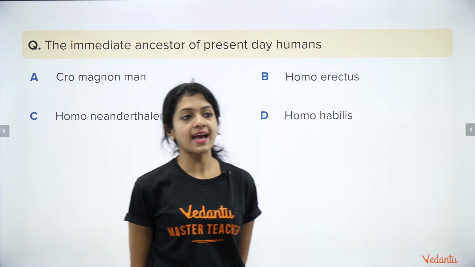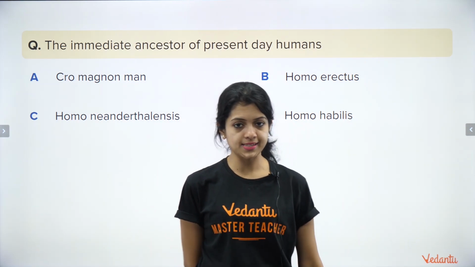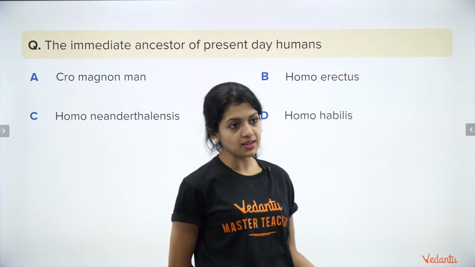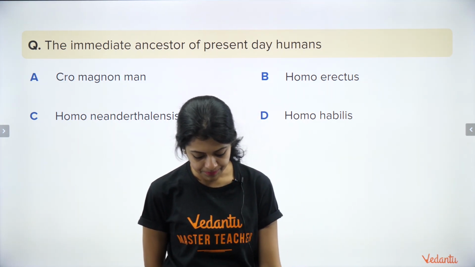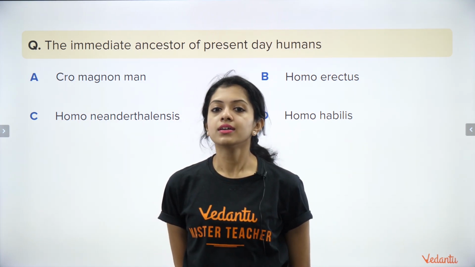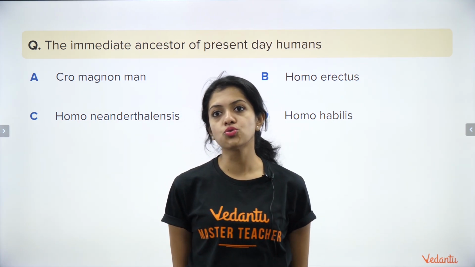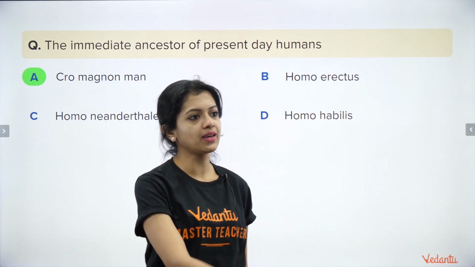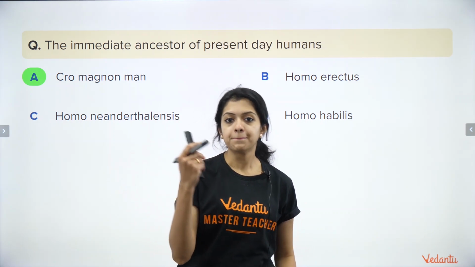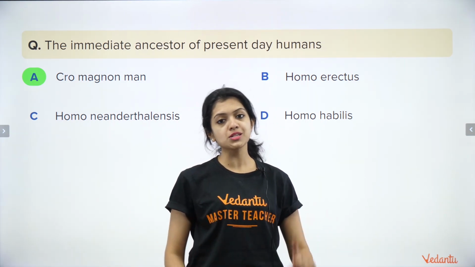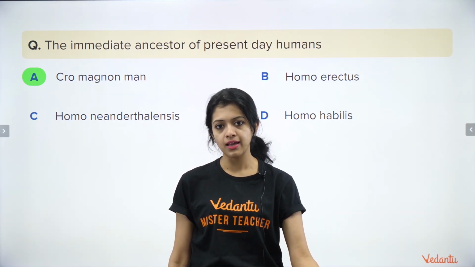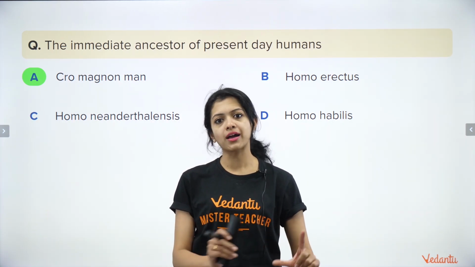The next one, the immediate ancestor of present day humans. Okay, very simple again. Cro-Magnon man, Homo erectus, Homo neanderthalensis, Homo habilis. I don't think you need much time to answer this. Your time ends in 3, 2, 1 and go. The answer is Cro-Magnon man. Again, as I told you, he also belonged to the species Homo sapiens. But because he was primitive compared to today's man, we give him a different name, Cro-Magnon man.